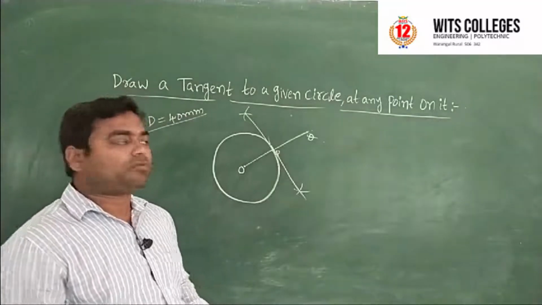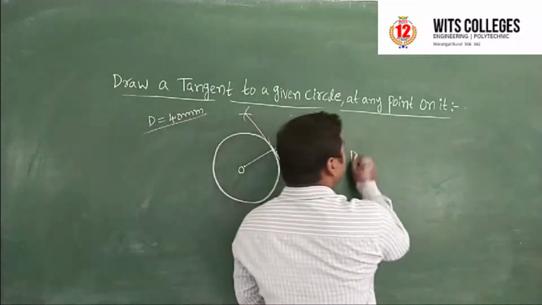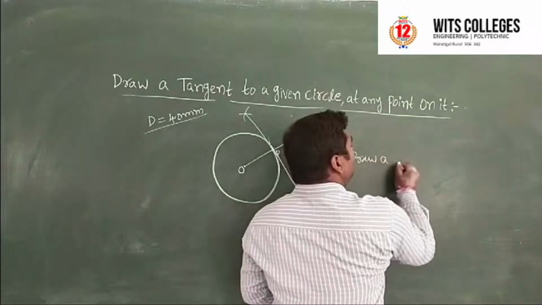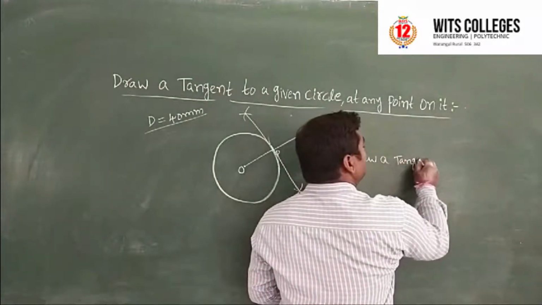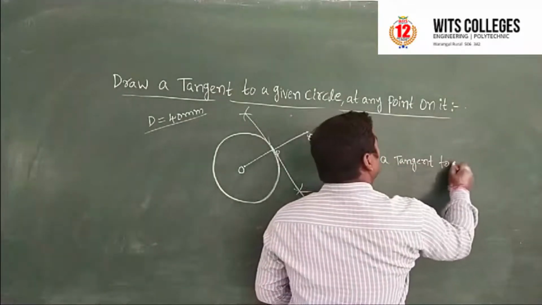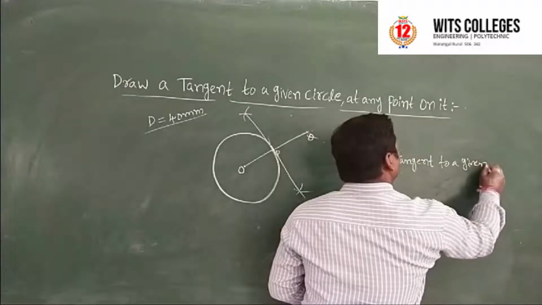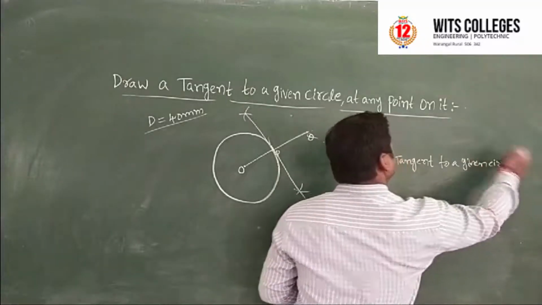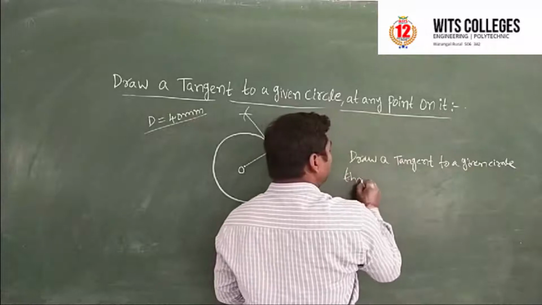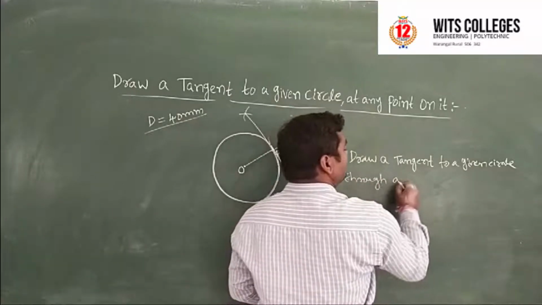Okay? Suppose I would like to now draw a tangent to a given circle through a point which is outside the circle.